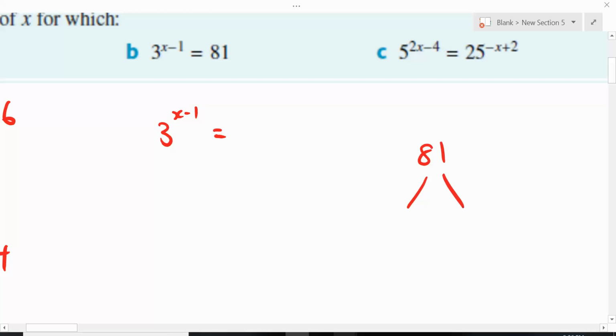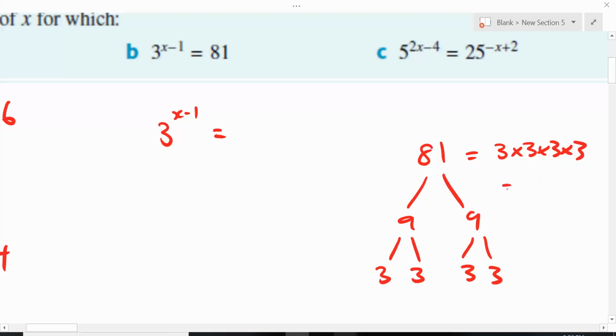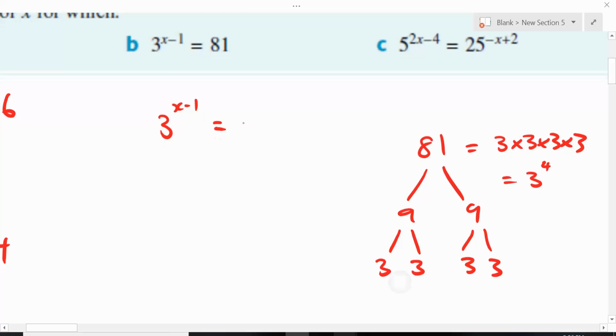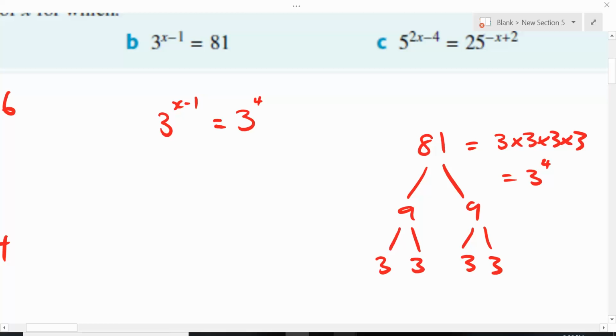9 and 9. But the nice thing is 9 and 9 can be broken up to 3 and 3, and you get another 3 and 3. So really, if you wrote 81, it's really like 3 times 3 times 3 times 3, which another way of writing it is 3 to the power of 4. Okay? So once I did my factor tree, I can say 81 is the same thing as writing 3 to the power of 4.